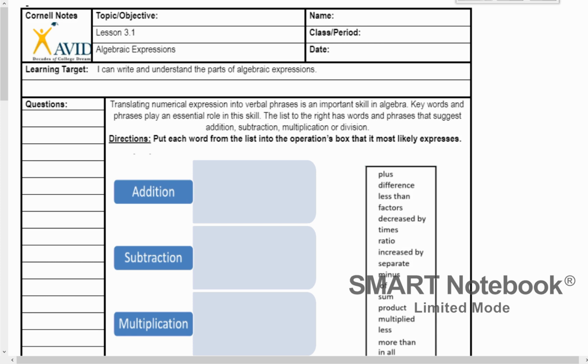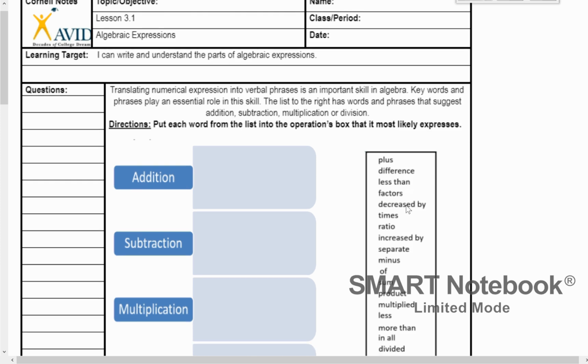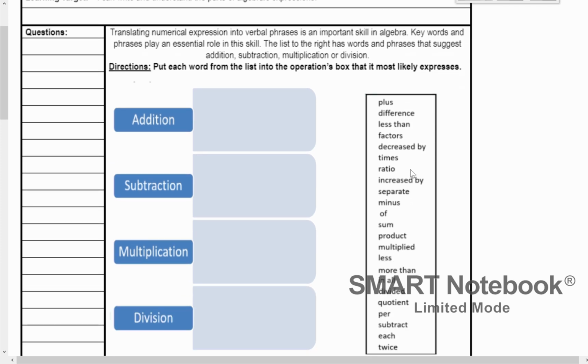Okay, so just some background knowledge. Translating numerical expressions into verbal phrases is an important skill in algebra. Key words and phrases play an essential role in this skill. The list to the right has words and phrases that suggest addition, subtraction, multiplication, or division. What I want you to do is pause the video and try to put each word from the list into an operations box, addition, subtraction, multiplication, or division, that you feel like it most likely expresses.